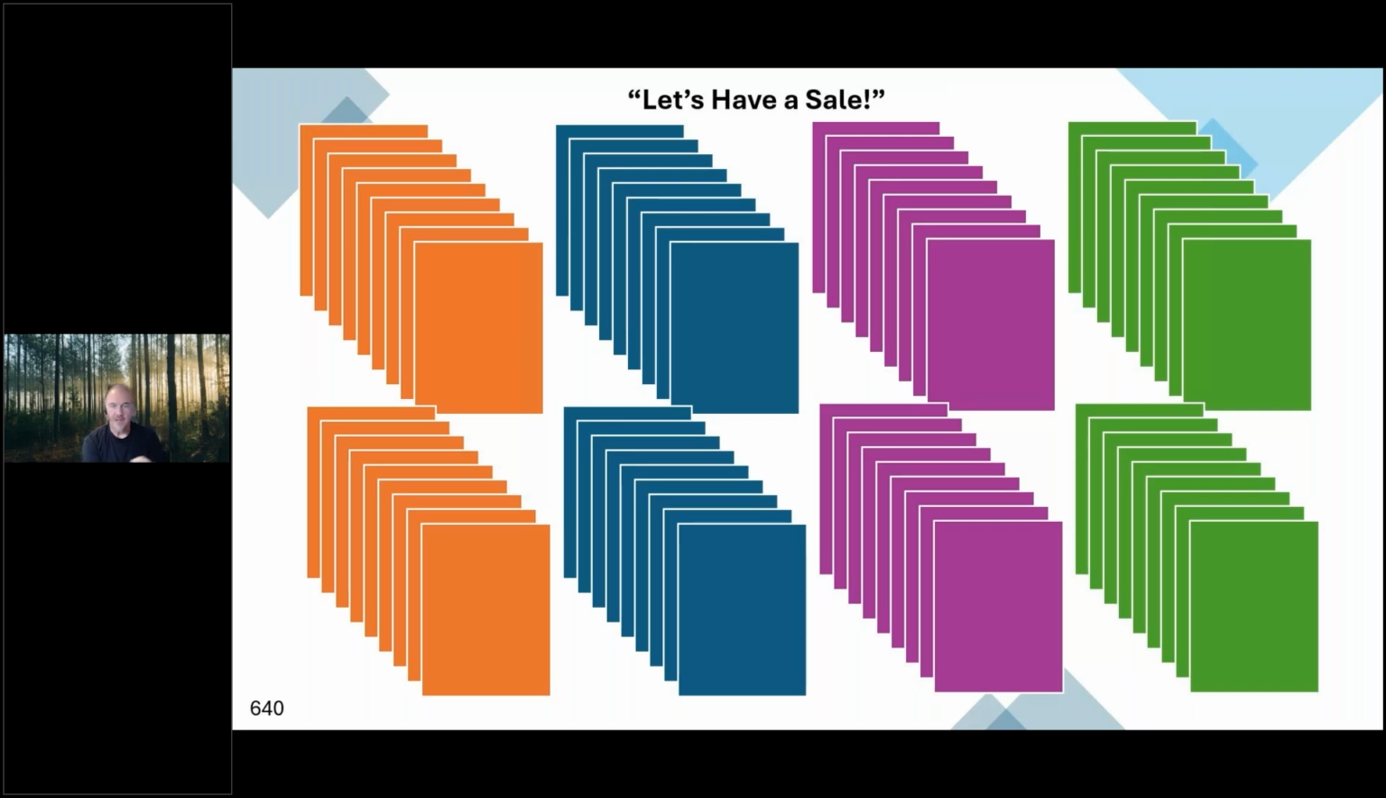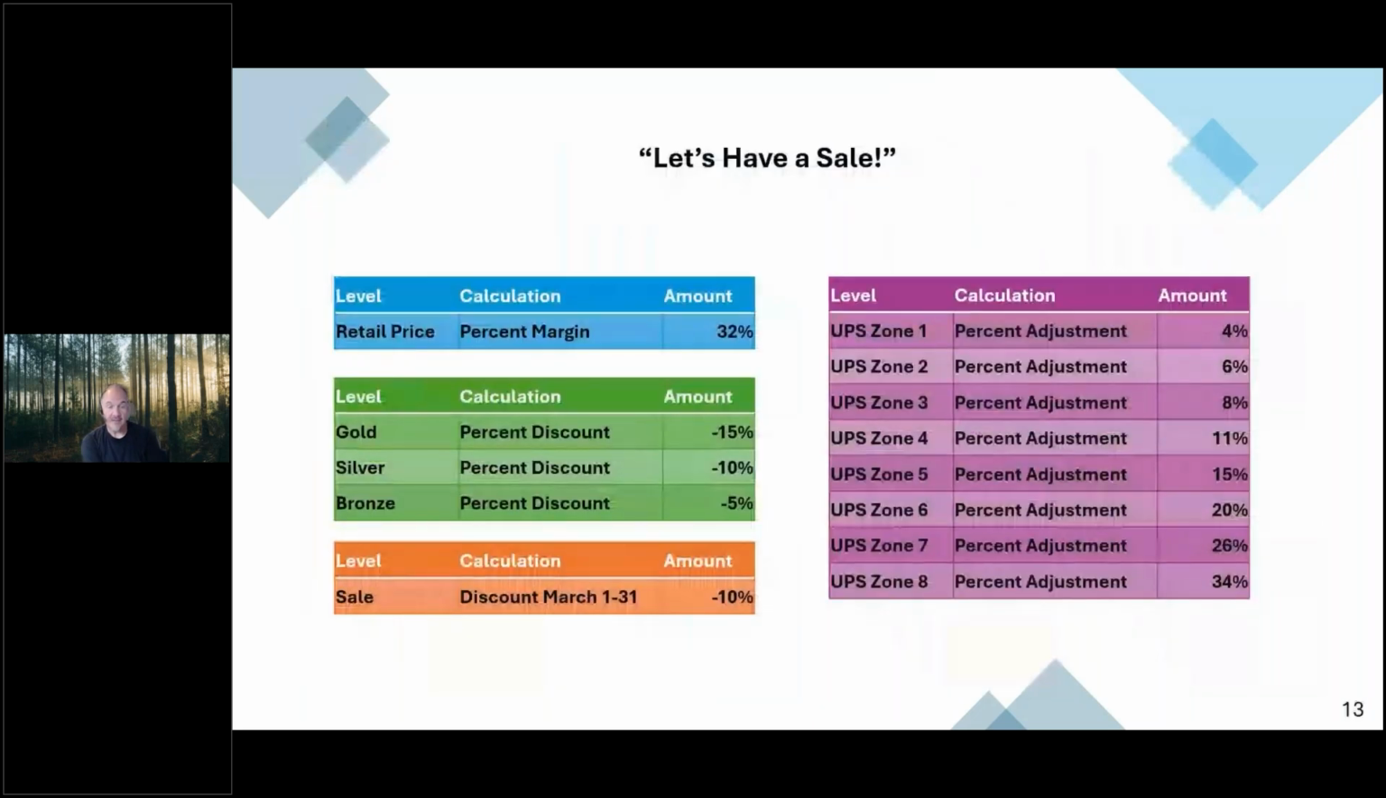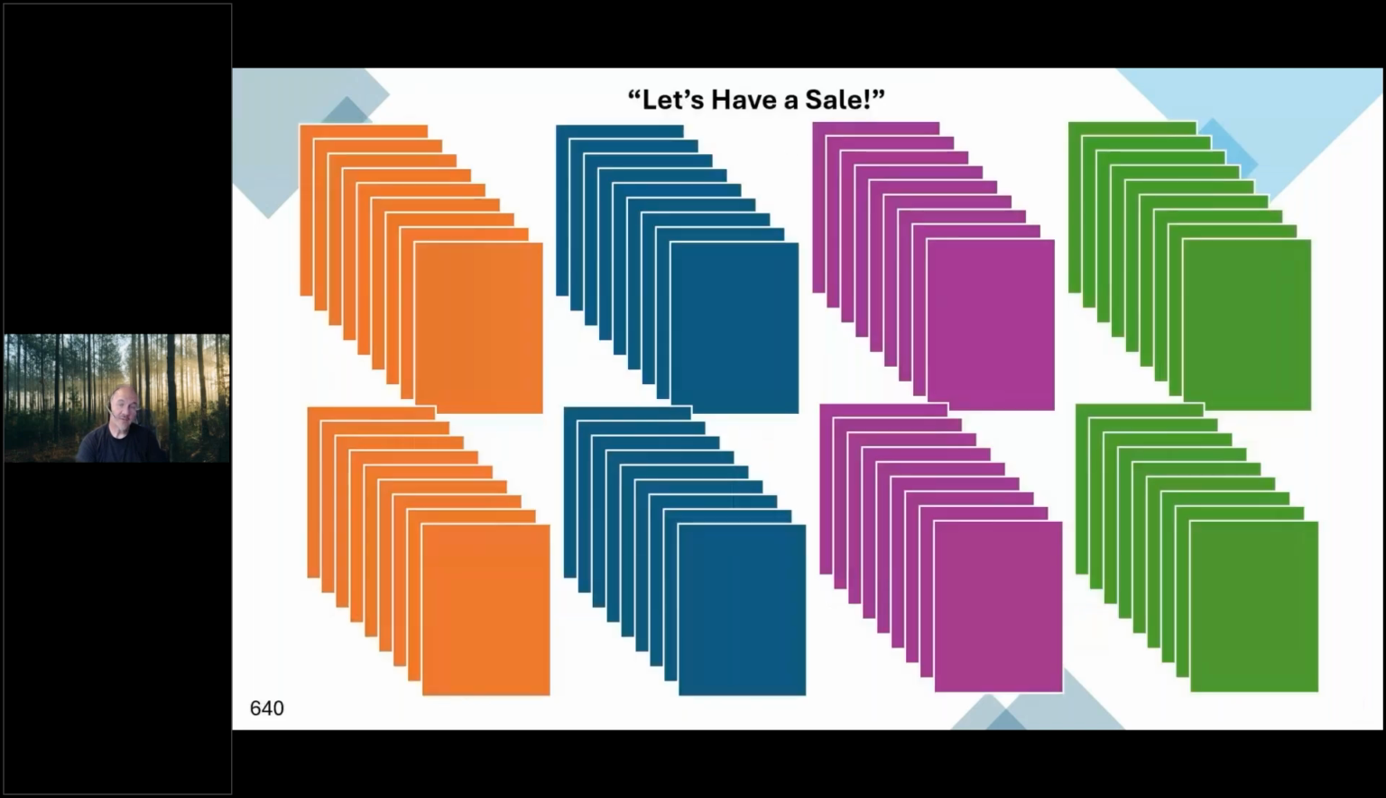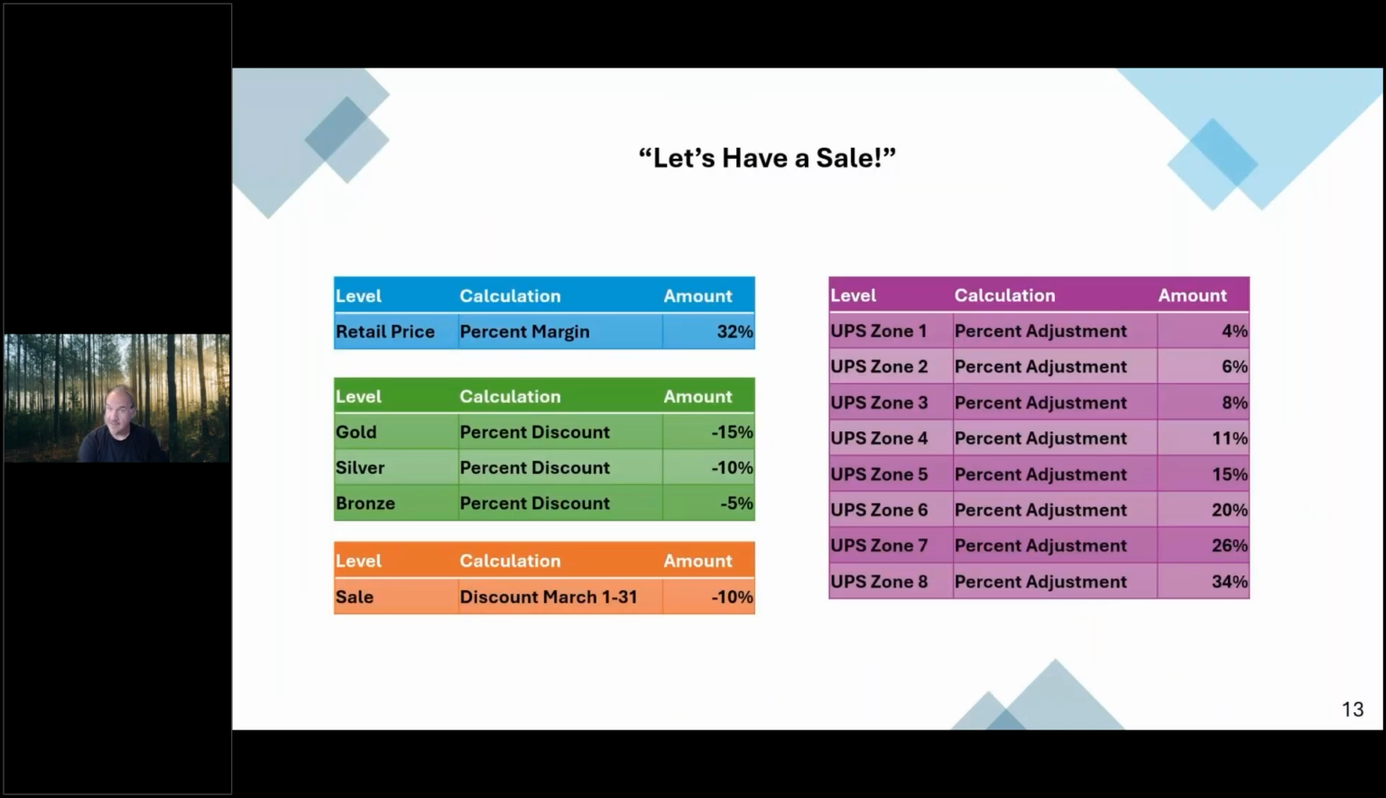And of course, the RPM way would be, let's just create a calculation there in orange. Discount for the month of March, we're going to take a 10% off because we're having a sale. So again, it's that measure of 640 records or 13 records. How many would you like to manage? And what makes more sense? What's easier to understand and what's more straightforward?